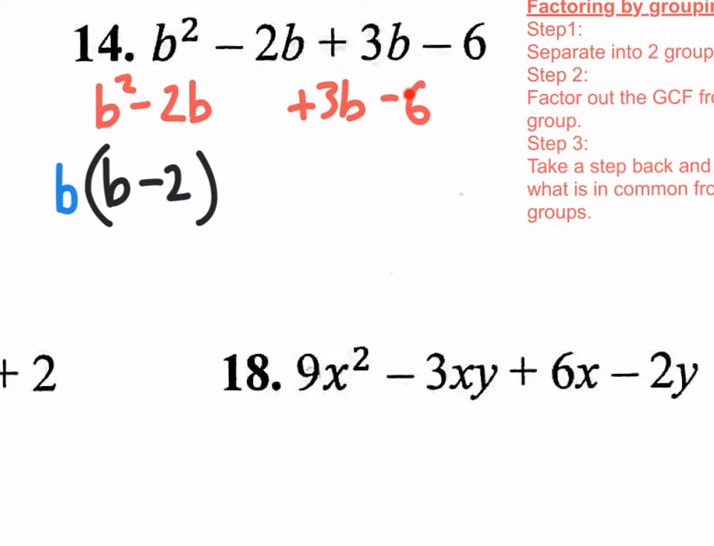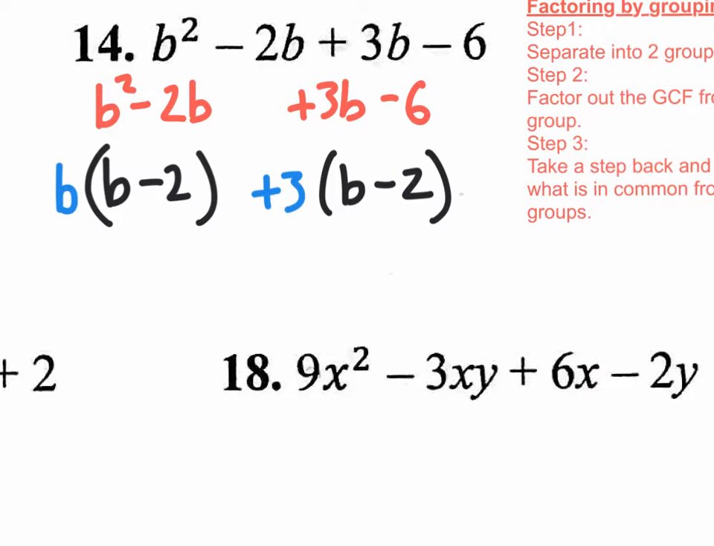Okay, now let's take a look at the second group. What's in common in the second group? What could I pull out of both? A 3, right? Now, if I pull out a positive 3, let me write that down as positive 3, what would I have left inside the parentheses? B minus 2. Now, at this point, we're really happy because honestly, sometimes these binomials don't end up the same and we're not able to continue factoring. We're stuck. But in this case, I pulled out a B from the first one, I end up with the B minus 2 left over inside. I pulled out a 3 and I'm left over with the same binomial, B minus 2.